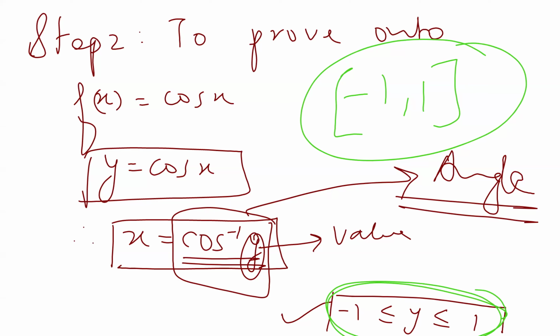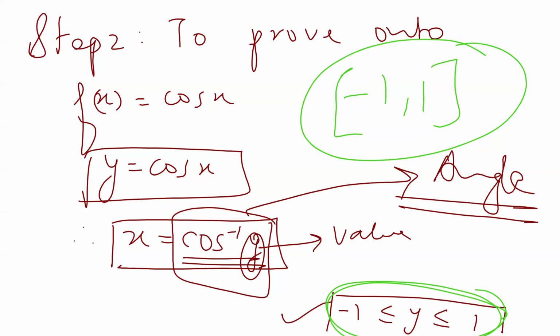Therefore, all objects in the codomain will not have a pre-image. Only a few values will have a pre-image, the values ranging from -1 to 1. Therefore, not onto.